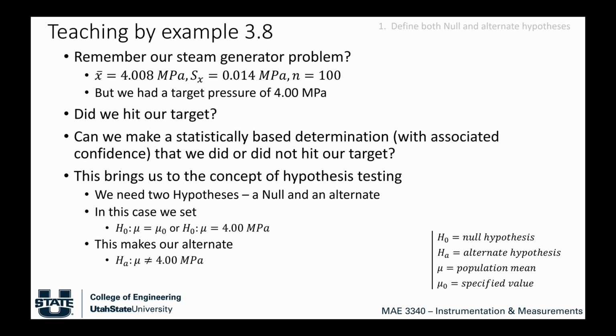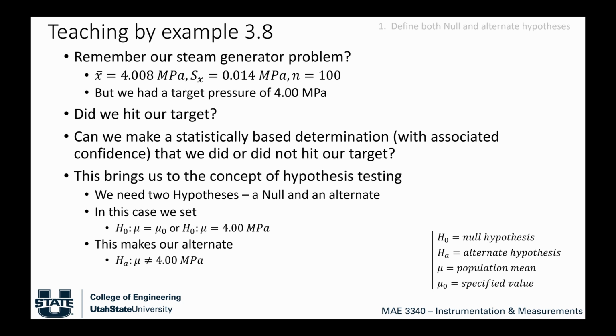Is there too much precision uncertainty to be able to say if we hit the value or not? So this is a pretty helpful tool. All right, so now we have to determine what our two hypotheses will be, the null and the alternate.